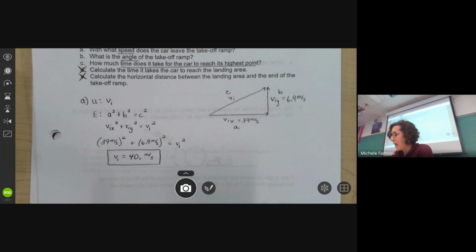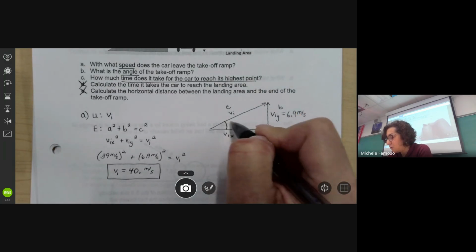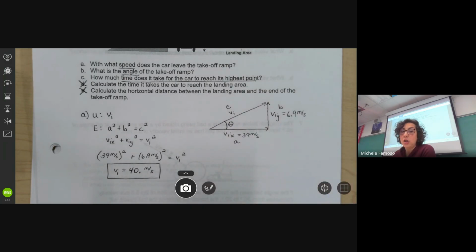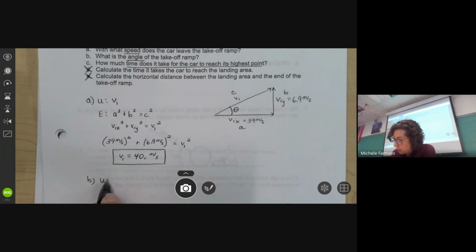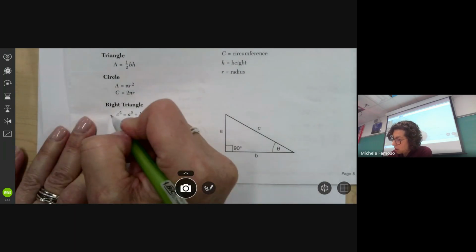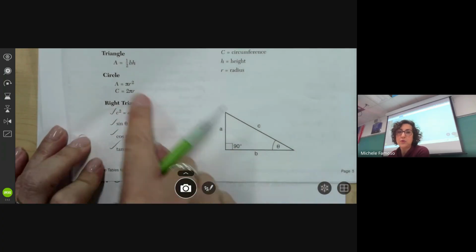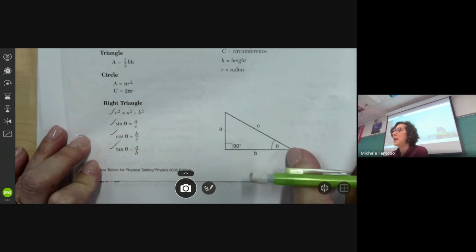Okay, part B is asking for the angle of the takeoff ramp. That means if I come back to this triangle, there is the angle, theta. In part B, we are asking you for that angle, theta. Now think about a trig function that you can use to help you get that. Remember, all your trig functions are in the geometry page of your reference table. So if we go here to the geometry section, here are all these equations that we can use to help us find the angle that we're looking for.